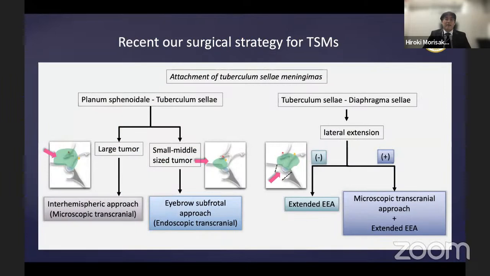So again, this is our recent surgical strategy for tuberculum sellae meningioma. If the attachment of the tumor is planum sphenoidale to tuberculum sellae and the tumor is relatively large, we select the microscopic transcranial approach. If the tumor size is small or medium, we select the eyebrow subfrontal approach using the endoscope. If the attachment of the tumor is tuberculum sellae to diaphragma sellae without lateral extension, we select the endoscopic endonasal approach. If the tumor has a lateral extension, we select the combined microscopic transcranial approach and endoscopic endonasal approach.